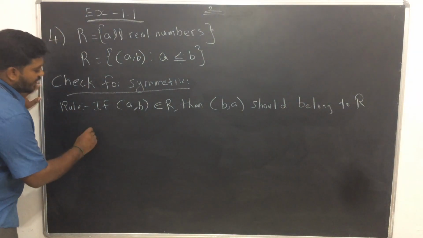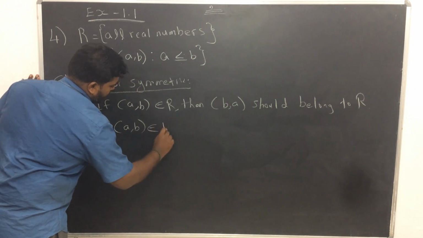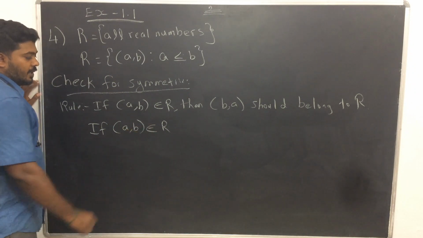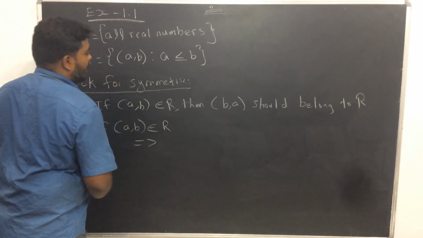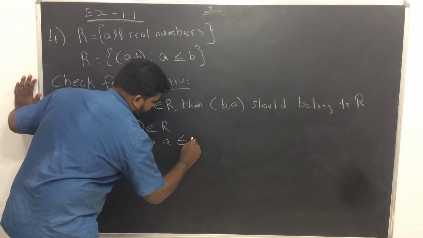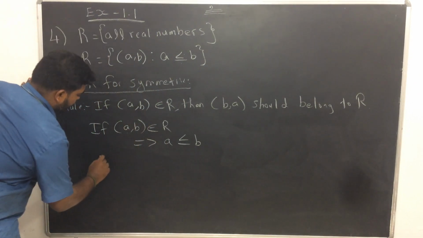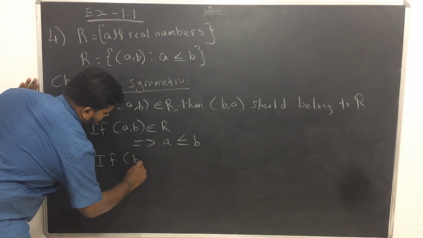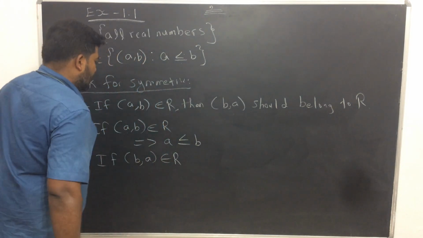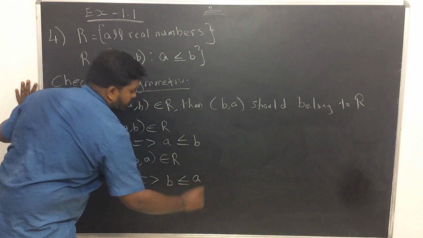Now let me assume, if (A, B) belongs to R, then what does it imply? It implies that A is less than or equal to B. Now, if (B, A) belongs to R, then what does that imply? That implies that B is less than or equal to A.